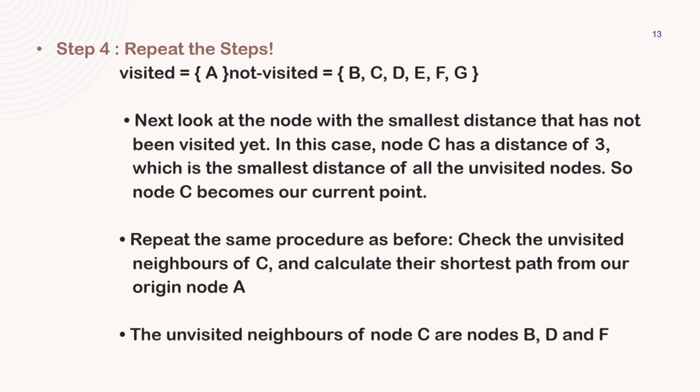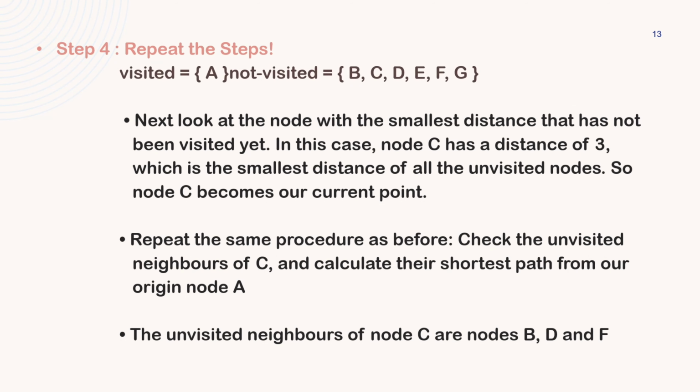Step 4. Repeat the steps. Visited is A and not visited is B, C, D, E, F, G. Next, look at the node with the smallest distance that has not been visited yet. In this case, node C has a distance of 3, which is the smallest distance of all the unvisited nodes. So node C becomes our current point. Repeat the same procedure as before.